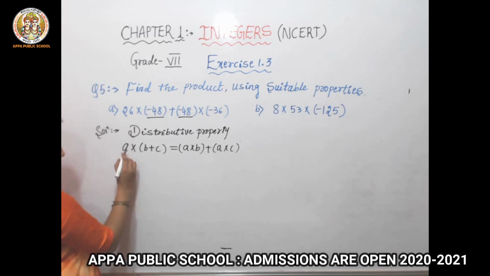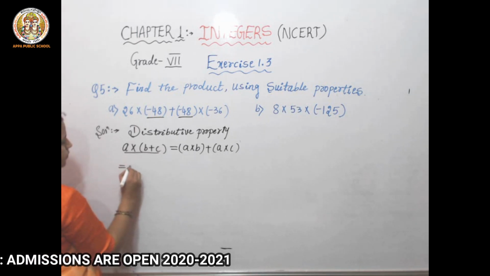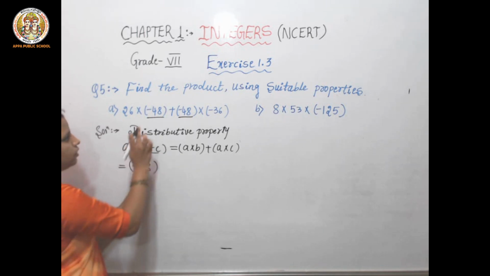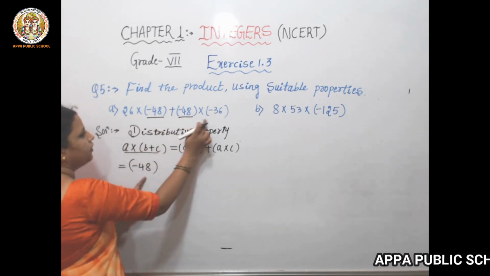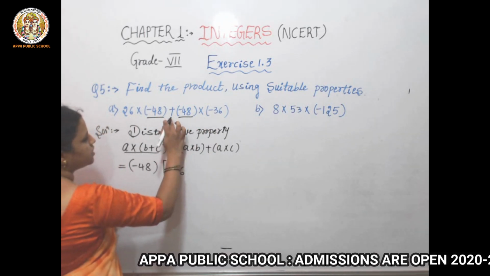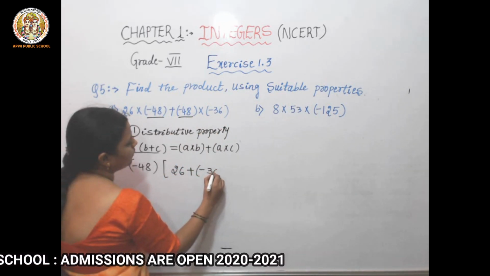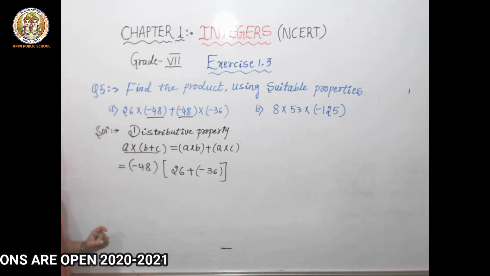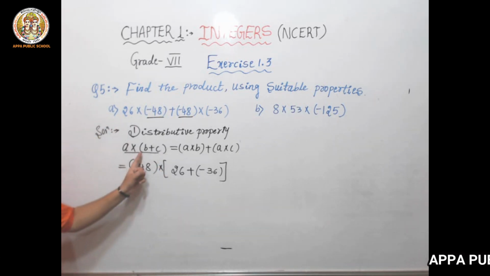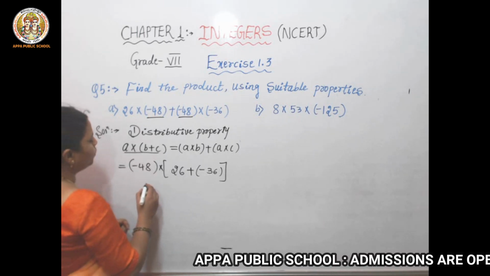Now, according to this, take minus 48 as common. When you take minus 48 as common, inside we remain with, in the first term 26, and in the second term the plus as it is, and here we are having minus 36. See, A into, here nothing is there, it means it is into (B plus C). This is the distributive property.